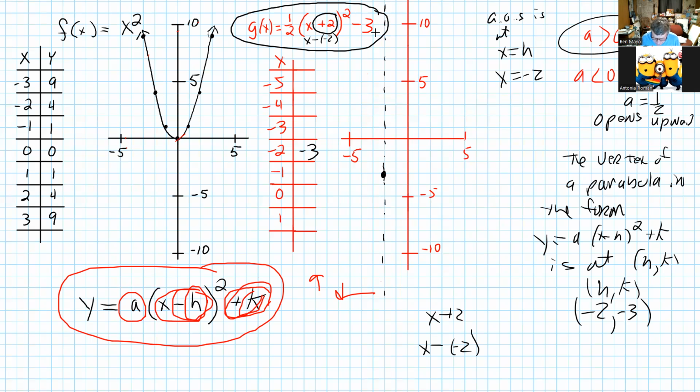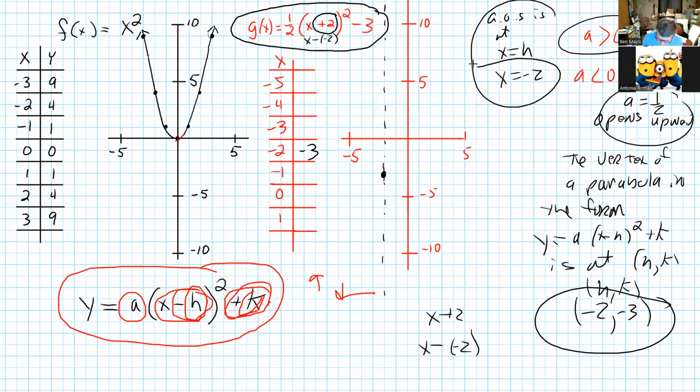I wrote a dotted line, or a dashed line, that way because it's not actually part of the graph. It's a dotted line to help us with the structure of the graph. But the vertex is at (-2, -3). The parabola opens upwards, and the axis of symmetry is at x equals -2. All right?